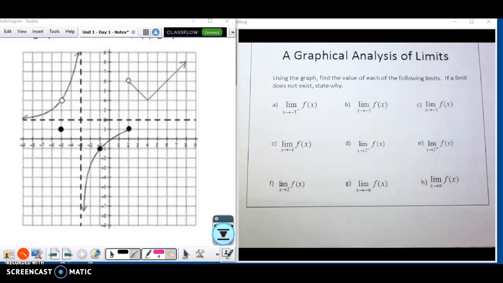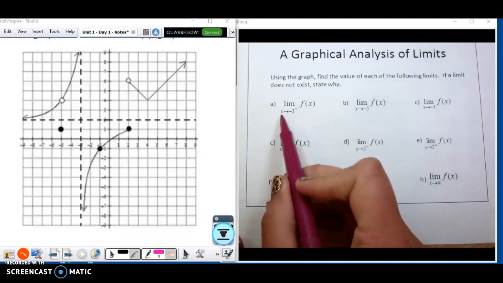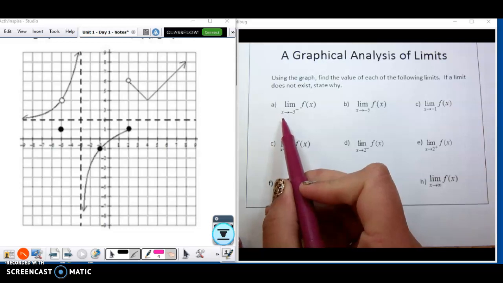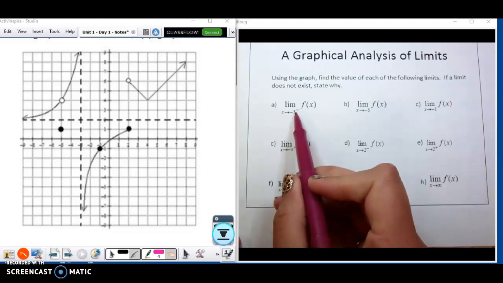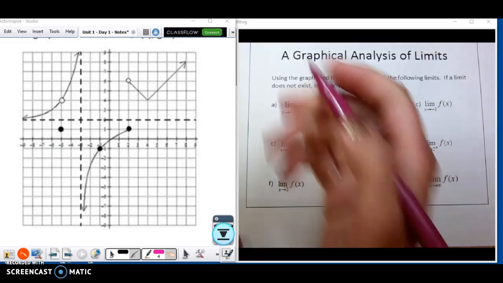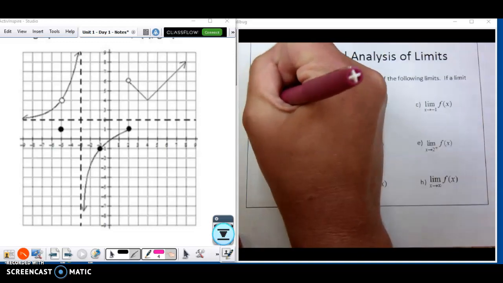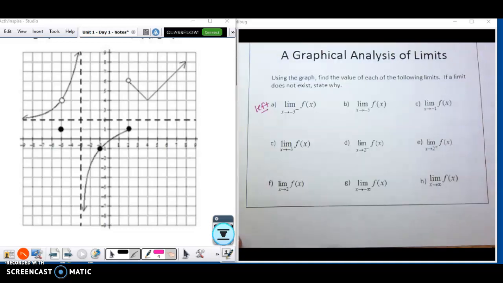Alright, so we're going to look at some more examples of graphs and how we get the limits. So for part A, it says the limit as x approaches -3, and because we have that negative sign there, that means from the left. Alright, so we're going to find our x value of -3, which is here.